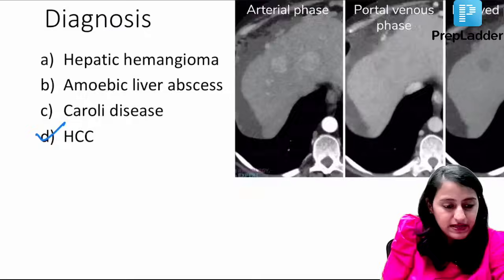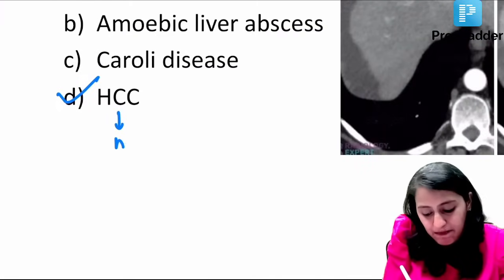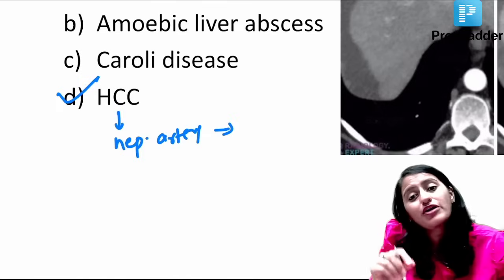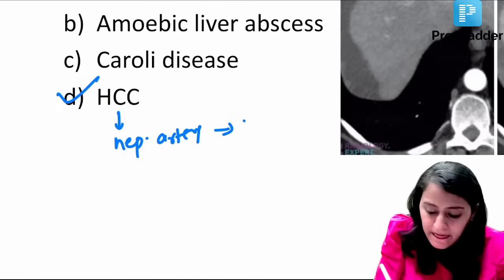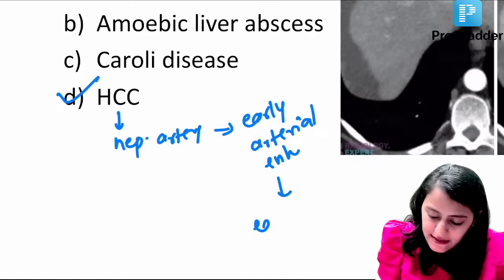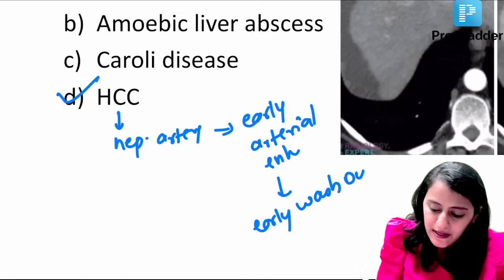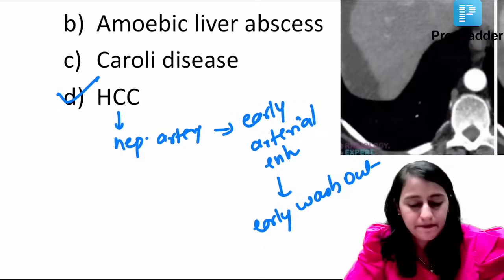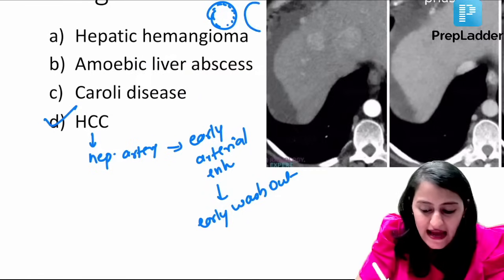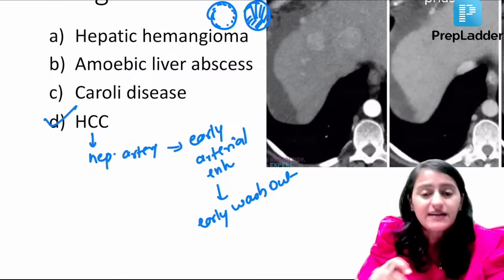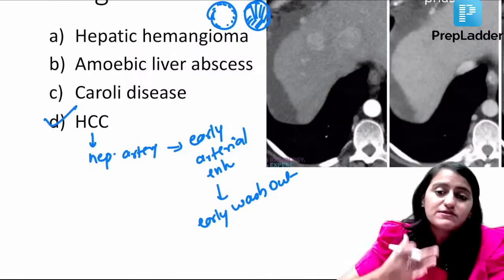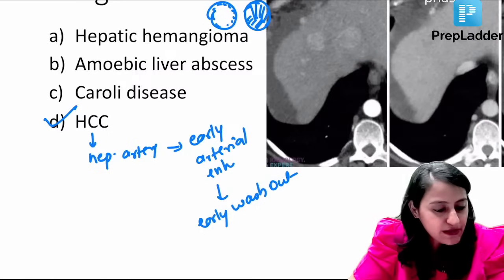So remember, HCC is supplied by hepatic artery, not by the portal vein. In the hepatic artery the contrast comes first as compared to portal vein, and that is why it shows early arterial enhancement and it shows early washout as well. It becomes dark on a delayed scan. Hemangioma will have first the peripheral nodular enhancement, and in the delayed scan you would see that it is almost completely filled with contrast. The contrast does not go off, rather it comes into the lesion. Okay, clear with everyone?